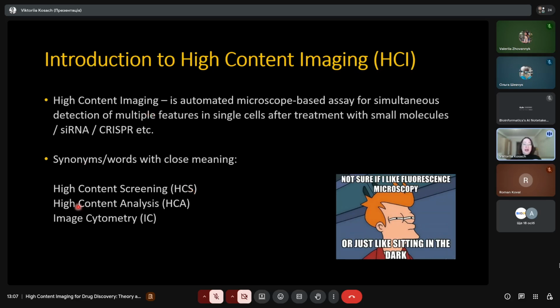The second one is high content analysis. Usually it's used in the same meaning as high content imaging, but from time to time it could refer only to the analysis part, the analysis workflow of the data. And the last one is image cytometry. It's really rare, but it's just a synonym of high content imaging.